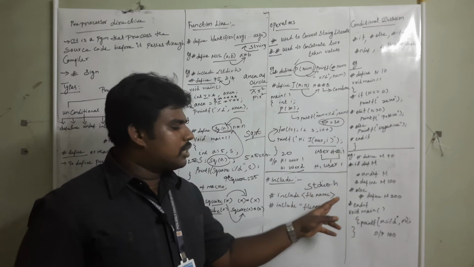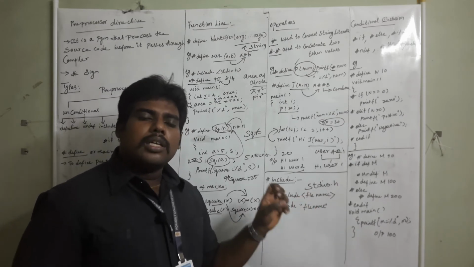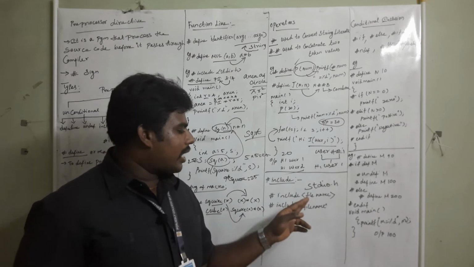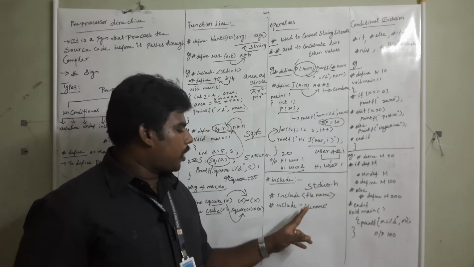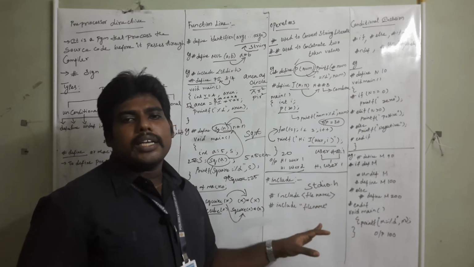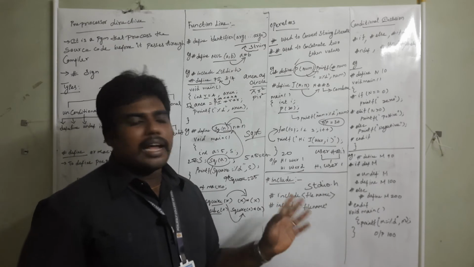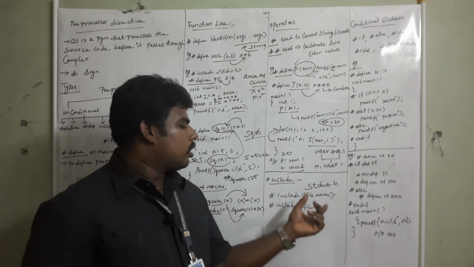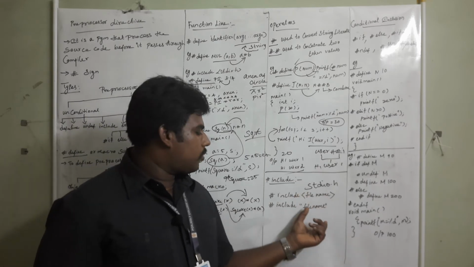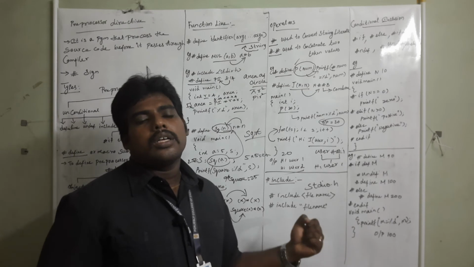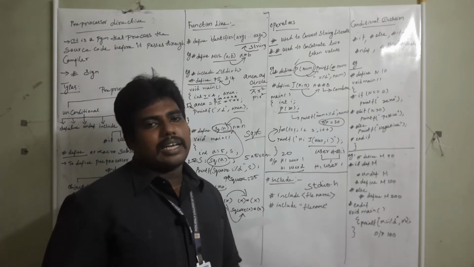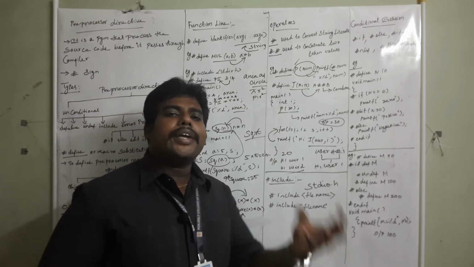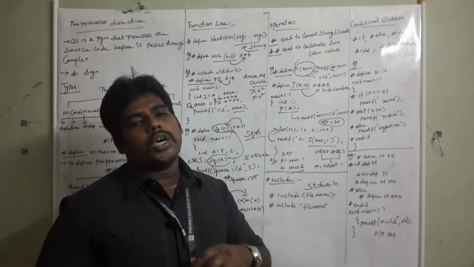Okay, if you use this bracket, it will search the particular file in the standard set of libraries. All the standard libraries it will check. If you use this double quotes, it will check the current directory. That's the difference. If you put this bracket, it will check all the standard directories, library directories. If you use this symbol, it will check in the current directory whether the file is present. Why is it checking? To include the particular file in your file.